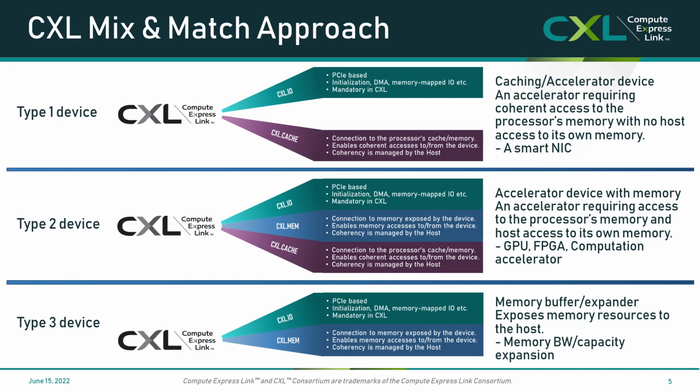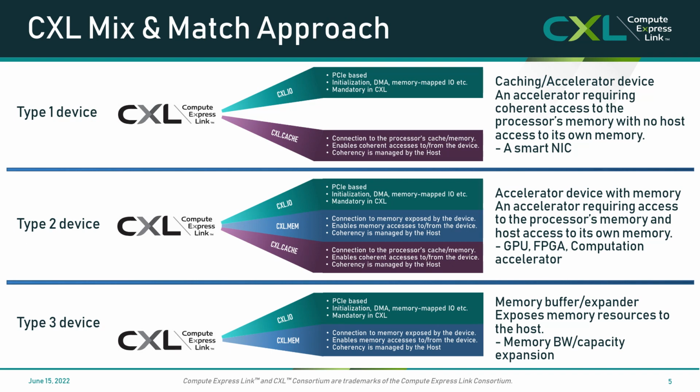And then there's a CXL Type 3 device, which actually implements CXL.io and CXL.mem, no CXL.cache on this one. And that would be like a memory buffer or expander because it exposes memory resources to the host and allows the host to do memory accesses to the device. And that could be a device that is used for memory bandwidth or capacity expansion.